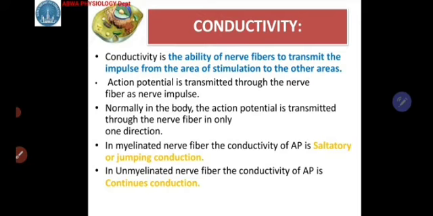Conductivity is a message that is transmitted from one place to another. Or conductivity is the ability of nerve fibers to transmit the impulse from one area of stimulation to another area. Action potential is transmitted through the nerve fiber as a nerve impulse. Normally, in the body, the action potential is transmitted through the nerve fiber in only one direction, that is, away from the stimulus.